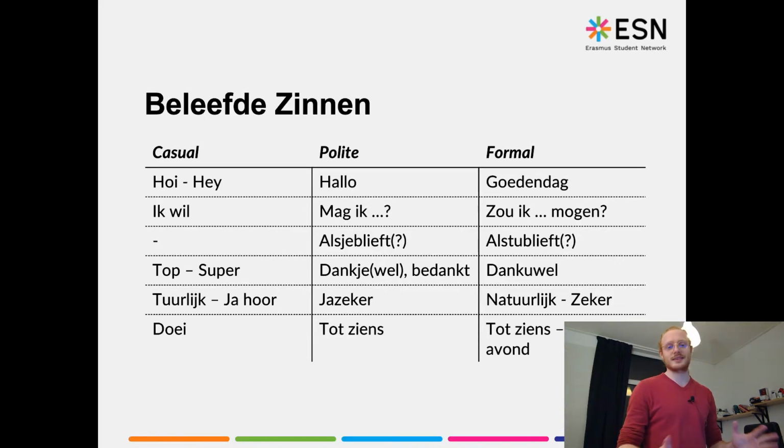This is a bit of a weird distinction on my end. All of these kind of are the same level of politeness, except for the last two. So natuurlijk is the long form of tuurlijk. Natuurlijk, tuurlijk. Natuurlijk, naturally, of course. And zeker means sure, literally, but a bit more formal. Sure, but then formal.